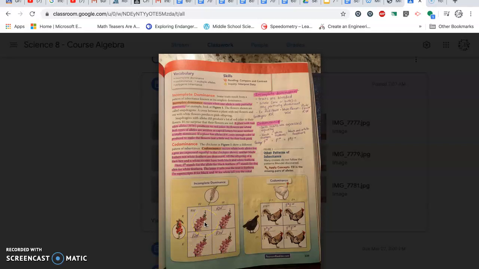All right, so when you think of incomplete dominance, think of a blended color, a blended trait. You don't see either individually, you see a blending. And so up here I showed what these genotypes look like, right? RR is for red, WW is for white. Both are capital. And the hybrid RW is pink.